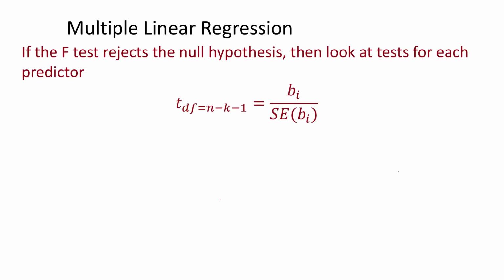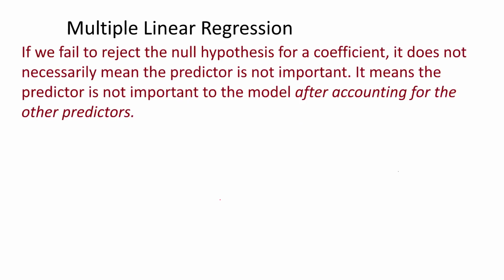If the F-test rejects the null hypothesis, you want to be thinking about an ANOVA here, where we tested whether there was anything going on with any of the means, and once we figured out that there was, then we looked for where. Similar here in multiple regression. If that F-test rejects the null hypothesis, then we're going to look at the tests for each predictor. And again, we're going to let R compute the t statistics and the p-values for us.